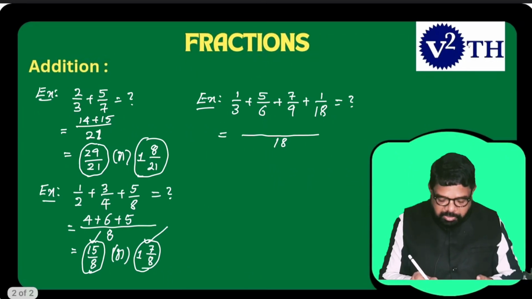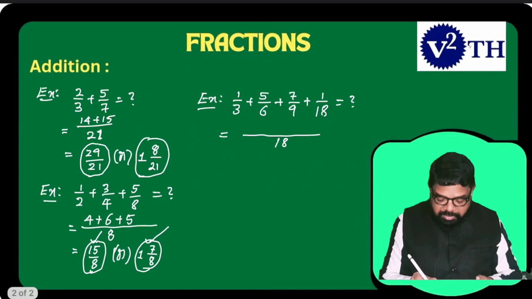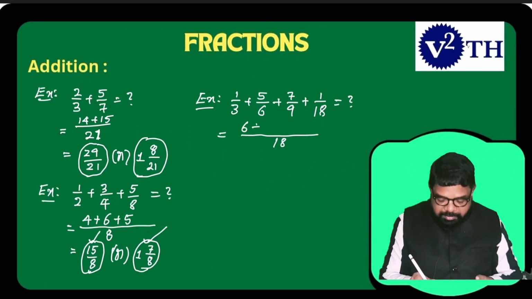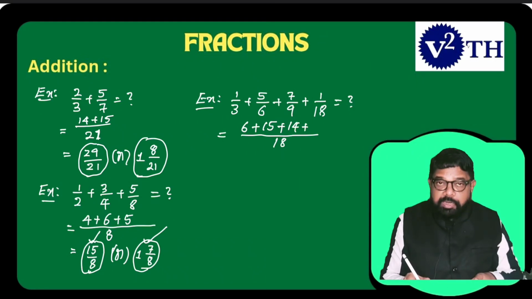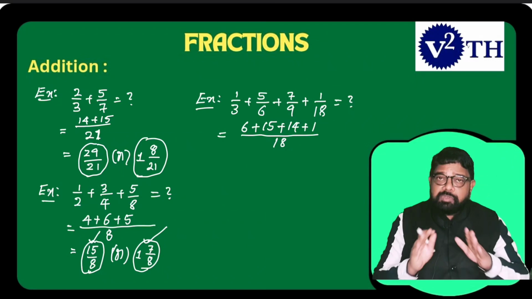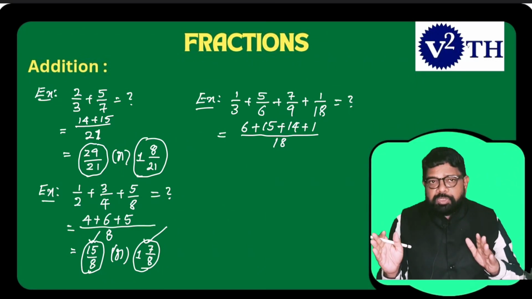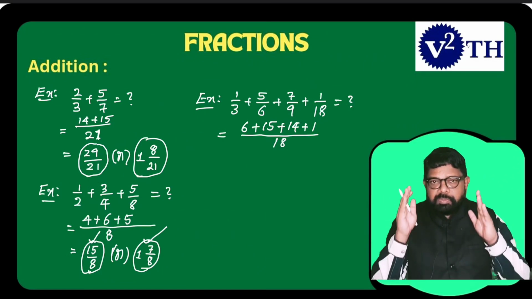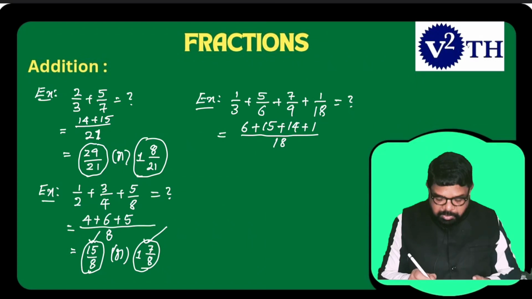Into 18 means the first fraction into 18, 3 and 6 get cancelled. Plus the second fraction also into 18, 6 3s are 18, so 3 into 5, 15. Now the third fraction into 18, 9 and 18 cancel, 2 into 7, 14. The fourth fraction into 18 means 18 ones, 1 into 1. You need not write the multiplication; just assume it in your mind.